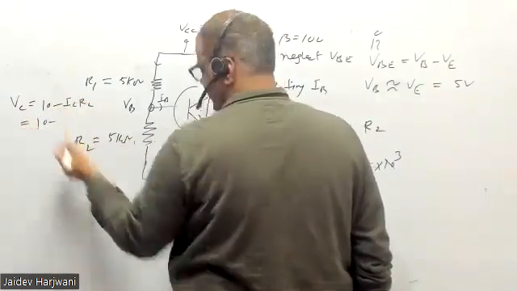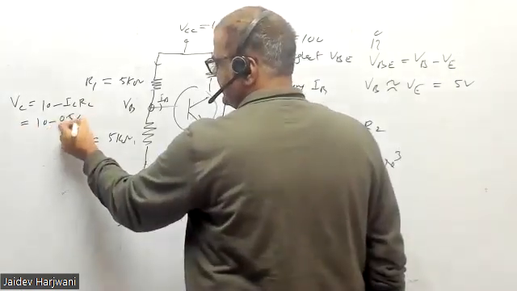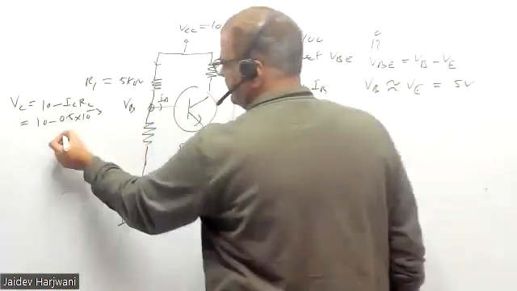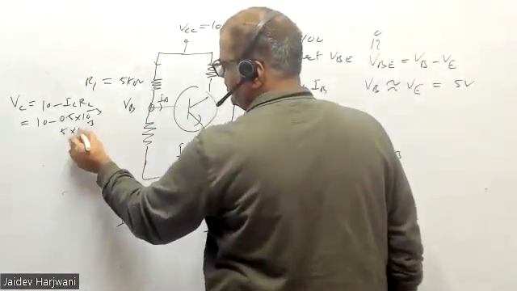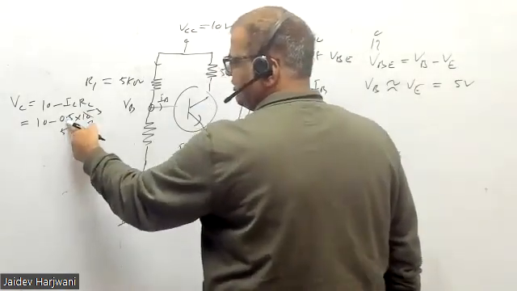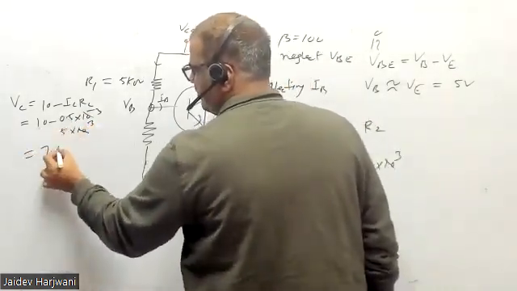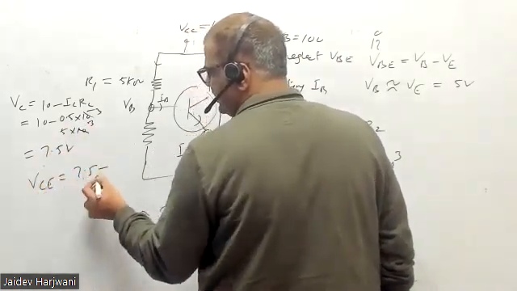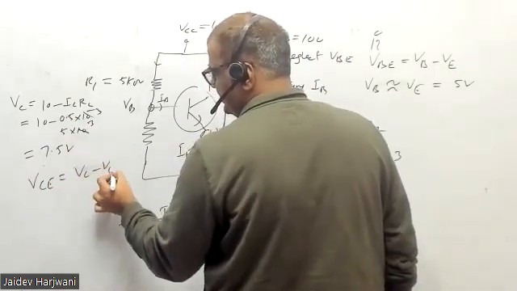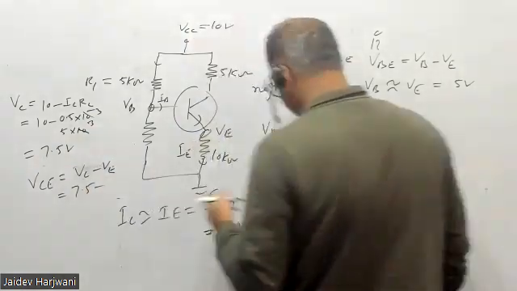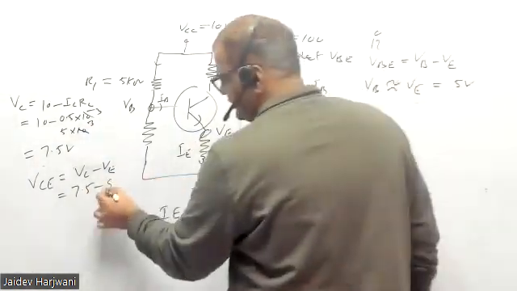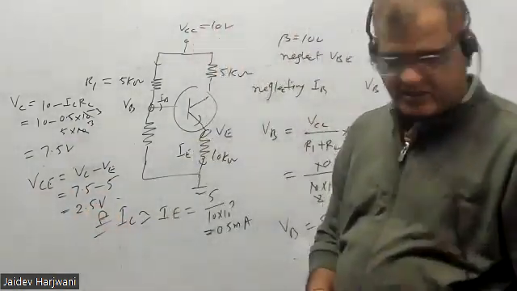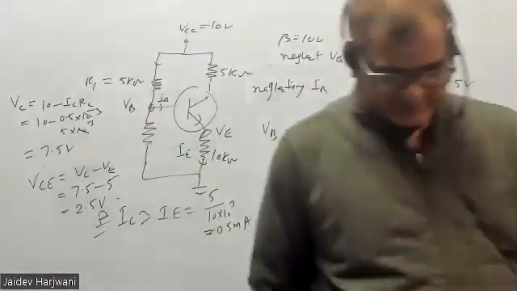It is 10. IC is your 0.5 milliampere, and RC is your 5 kilo ohm. The kilo ohm cancels, so it is 10 minus 5 into 0.5, 2.5, so you got 7.5 volt. So VC is 7.5 volt. VCE is VC minus VE, that is 7.5 minus 5 volts, so VCE will be 2.5 volt. Is it coming? Check. Yes, sir.